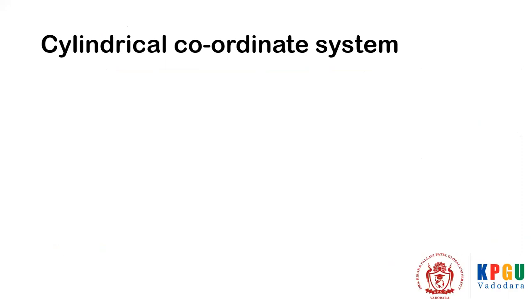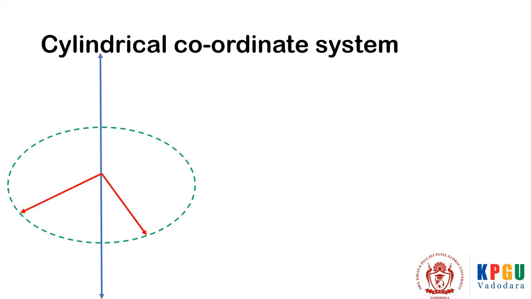Now, the cylindrical coordinate system assumes that any point in 3 dimensions is available on the surface of a cylinder, a cylinder which has the z-axis as its axis. Let's assume this vertical line is the z-axis, and let us say the radius of this cylinder is rho. So a cylinder can have any radius from 0 to infinity. Now this point P is at an angle of phi from the x-axis.